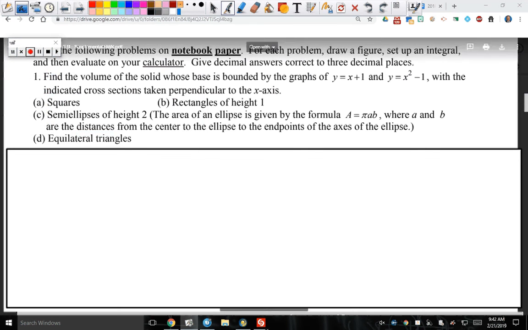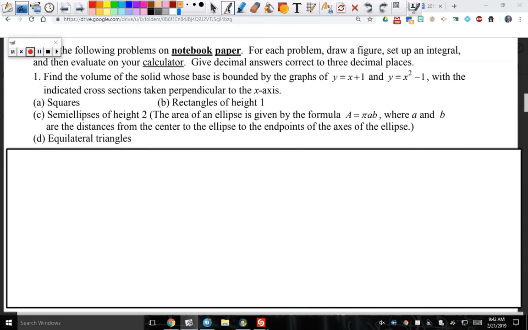Okay, so we have an example problem from supplemental that says we're trying to find the volume of a solid whose base, this is different from revolutional volumes, okay, is bounded by the graph y is x plus 1. So let me go ahead and graph this. First of all, these are cross-sectional volumes, so it is three-dimensional, something that I want you to develop.